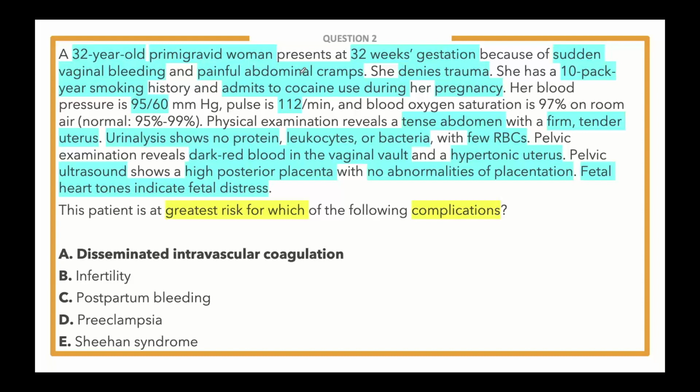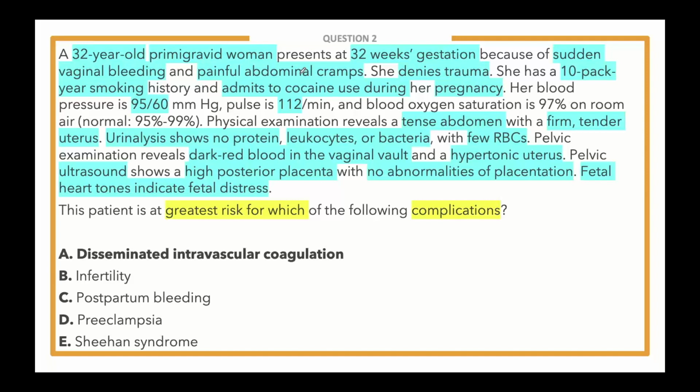So what are some complications? Well, complications can be life-threatening, and they include maternal shock, fetal death, and also DIC, disseminated intravascular coagulation. Why is that, you ask? Well, because tissue factor can enter into the maternal circulation, and thus the patient is at risk for DIC. So great job with that. Let's talk about the other answer choices in case you were thinking those.